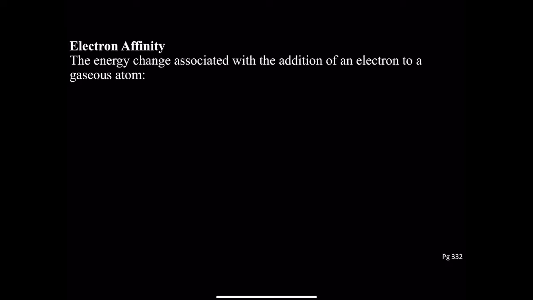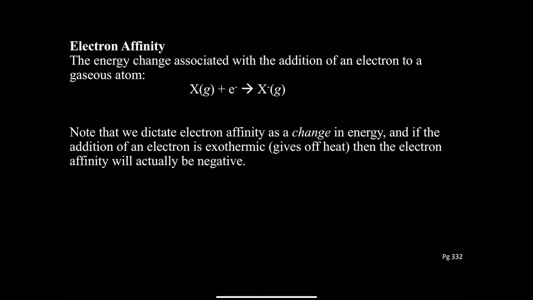So now we're going to look at electron affinity, the energy change associated with the addition of an electron to a gaseous atom. Okay, so now rather than taking an electron away, we're looking at, okay, what happens when we add an electron, right? So notice that we dictate electron affinity as a change in energy. And if the addition of an electron is exothermic, meaning that it gives off heat, then the electron affinity is actually negative. So when something's giving off heat, the number is negative, all right?